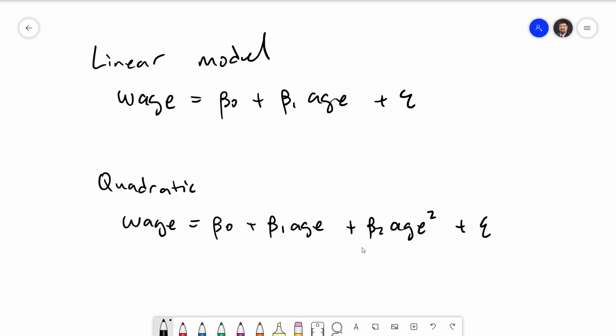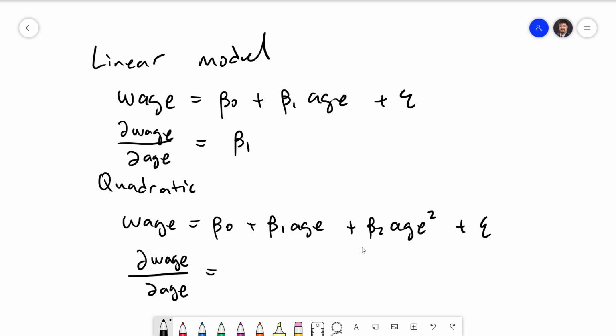If we want to think about what happens when wage increases, over in the linear model, we can take the derivative of wage with respect to age, and what we get is beta 1. Down here in the quadratic model, if we take the derivative of wage with respect to age, what we get is beta 1 plus 2 beta 2 times age. In the linear model, the relationship between wage and age does not depend on the age. It's the same no matter how old you are. But in the quadratic model, the relationship does depend on age.